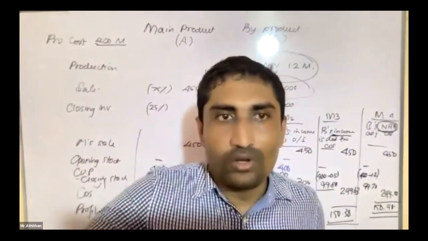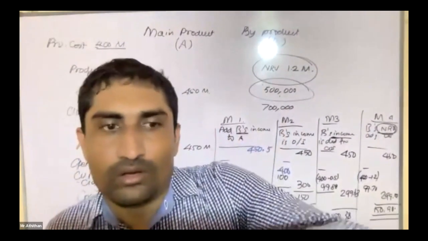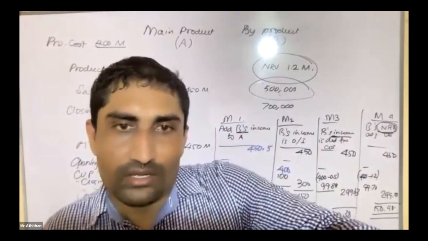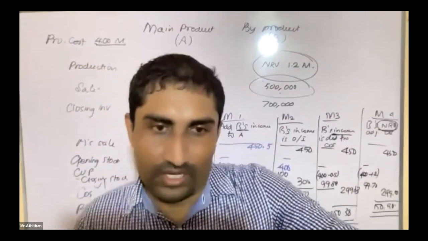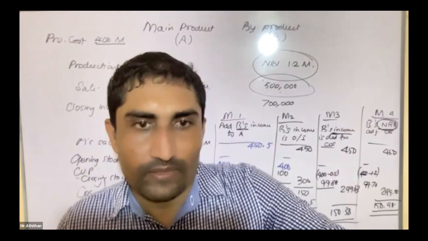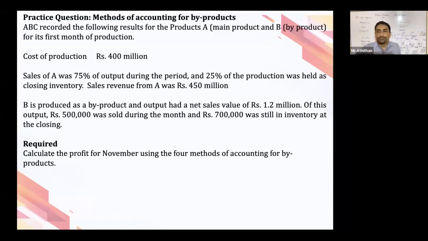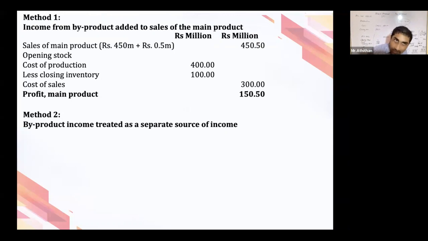So let me show. I will share the answer in the slides; I have already shown it. Method 1: income from byproduct is added to sales of the main product. We add the byproduct income of 0.5 to the main product sales, in the first line. Sale of main product 450 million, 0.5 million byproduct income. After adding both, we take the cost of production, find the cost of sales, and find the profit.